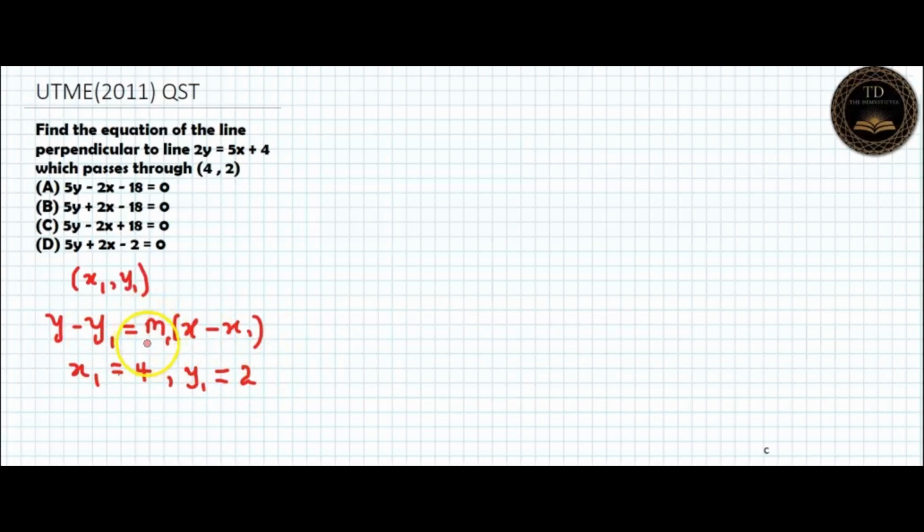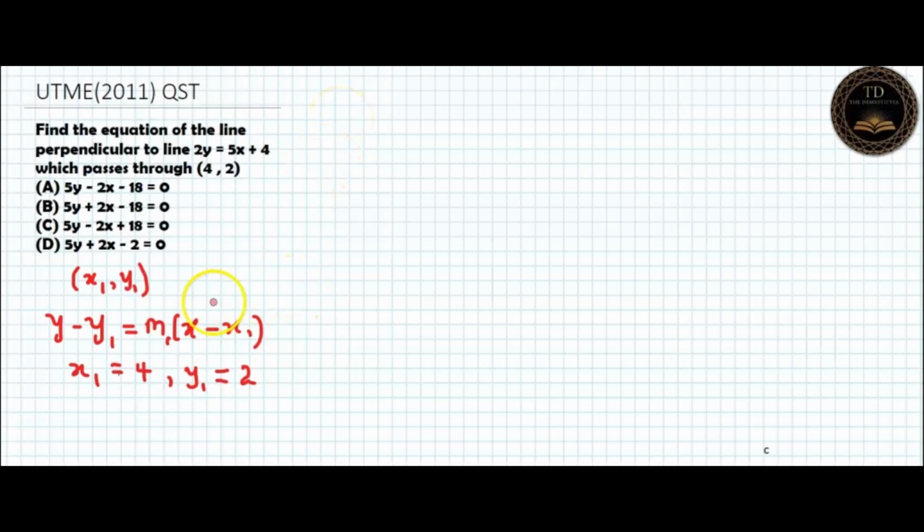So we're fine with x1, y1. We need m1, the gradient of the line, to be able to get our equation. So how do we get the gradient m1? Note in the question they said that the line we're looking for is perpendicular to this line. There's a relationship between two lines that are perpendicular. When two lines are perpendicular, the gradient of one is equal to the negative inverse of the other.